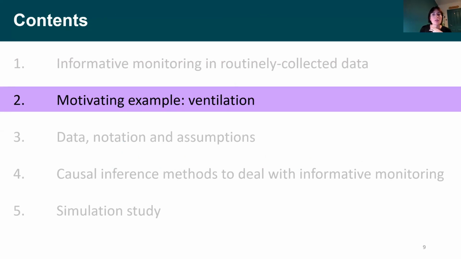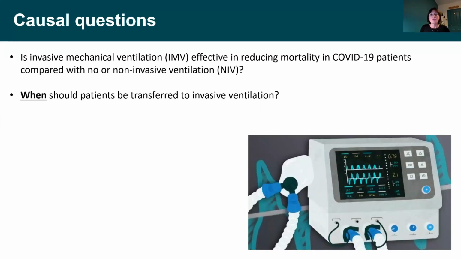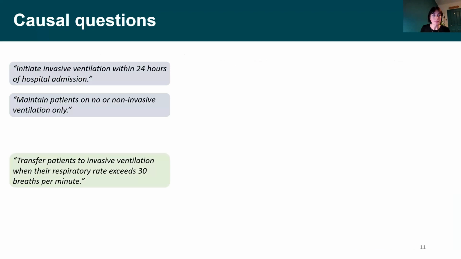So I'll now introduce the motivating example for this talk, which involves questions about optimum invasive mechanical ventilation strategies in COVID patients using routinely collected hospital data from patients in the intensive care unit. So we may wish to answer the following causal questions. Is invasive mechanical ventilation effective in reducing mortality in COVID-19 patients compared with no or non-invasive ventilation? And if so, when should patients be transferred to invasive ventilation?